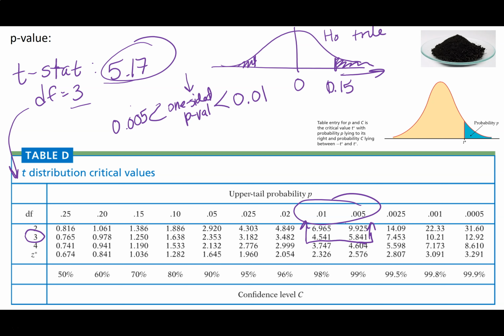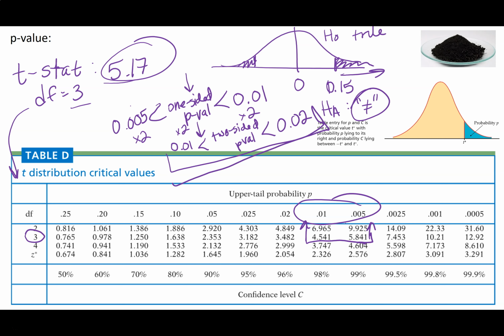However, this is a one-sided p-value. I am doing a two-sided test because the alternative hypothesis has a not equal sign, that means I need a two-sided p-value. So in order to get there, I need to multiply everything in this inequality by 2. So I'm going to get 0.01 is less than my two-sided p-value is less than 0.02. So my two-sided p-value is going to be between 0.01 and 0.02.